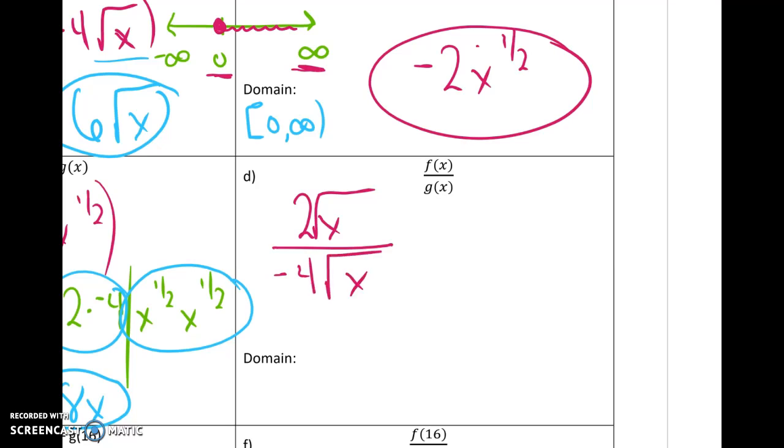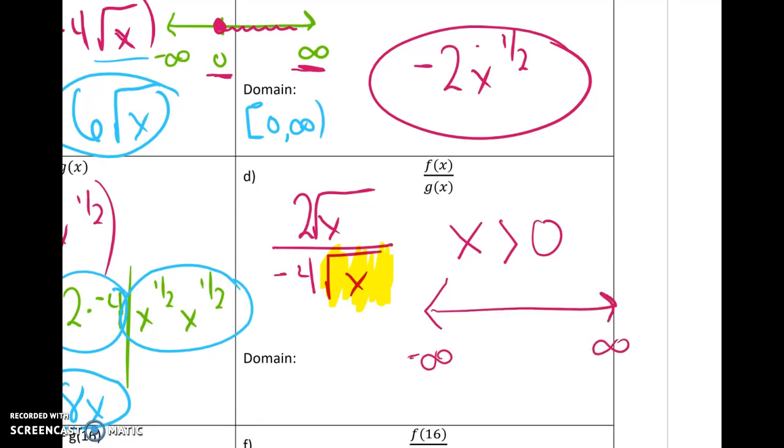And what's going to happen is we still have that even radical that we're going to have to worry about, but this one is also in a denominator. So when you take what's inside that radical, because of the denominator, it has to be just greater than 0 and not equaling 0. So now when you do your number line and you have your infinities and your 0, we're going to leave it as an open circle and then to the right. So when I write that 0 and infinity, this time it's going to be parentheses and a bracket.